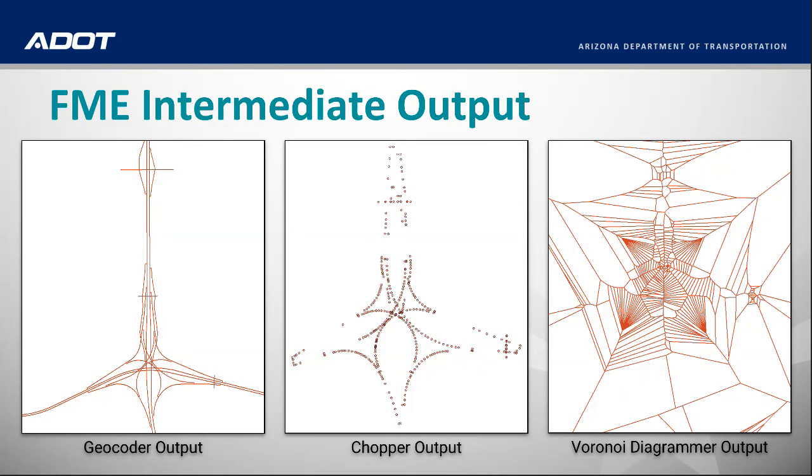The center screenshot shows the point output of the chopper, which is a transformer we use to extract the vertices on the lines, thus converting the lines to points. We then feed these points into the Voronoi diagrammer, which generates polygons around each point. These polygons look pretty crazy, but when we dissolve and aggregate these spiderweb looking polygons on maintenance units and their parent engineering districts, we get beautiful polygonal boundaries.